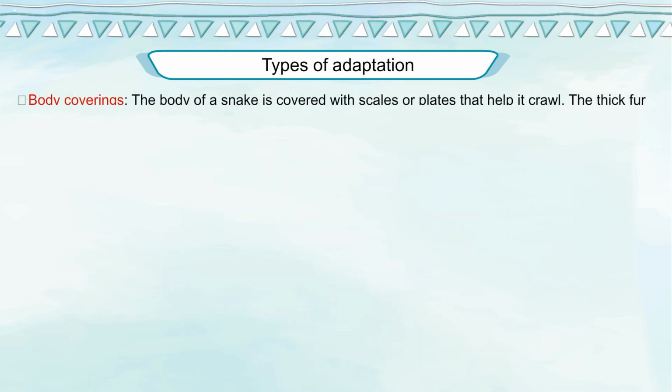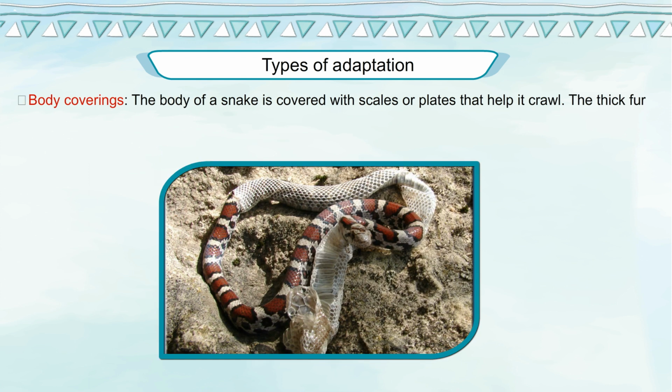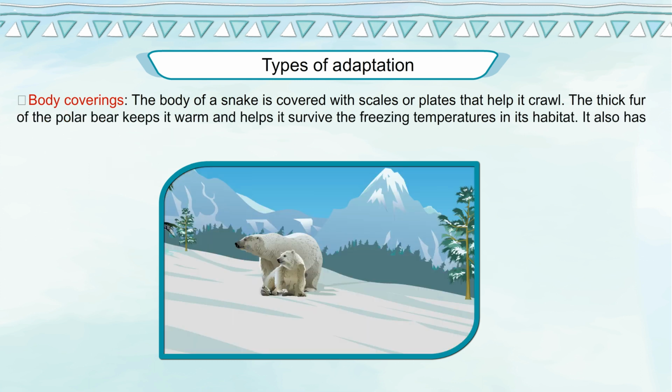Body coverings. The body of a snake is covered with scales or plates that help it crawl. The thick fur of the polar bear keeps it warm and helps it survive the freezing temperatures in its habitat. It also has stored fat under its skin that it can use as food.